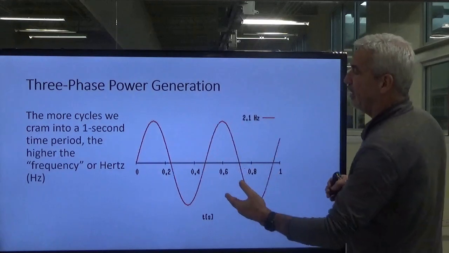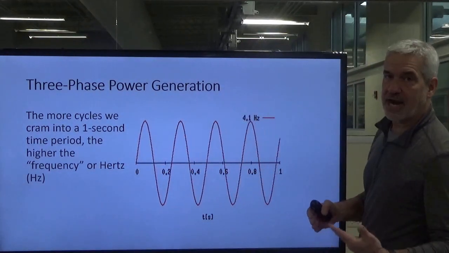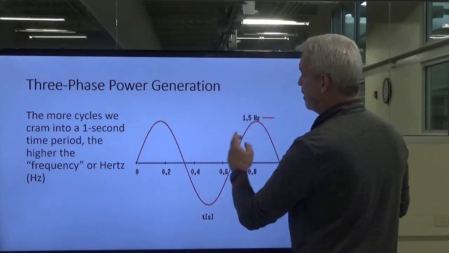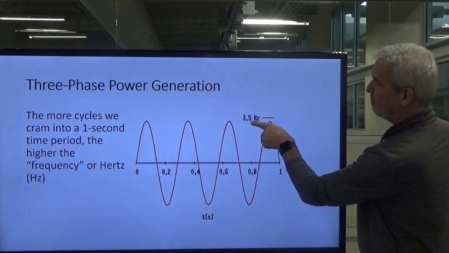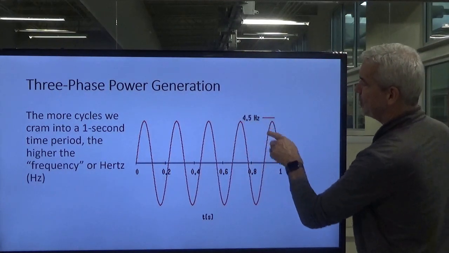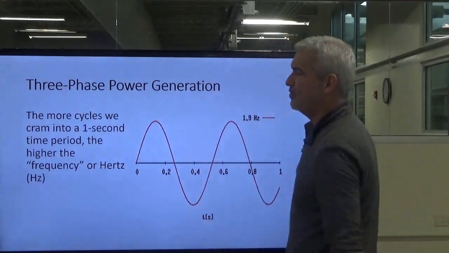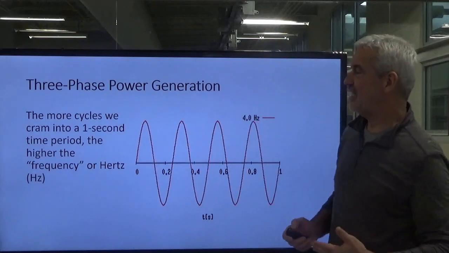Now, the more we cram in there, the higher our frequency. So if we get more and more cycles, these are cycles, we start cramming more and more of these cycles in here, our hertz value goes up. Okay? Now this one doesn't show the full 60, it goes up to about 5 hertz or so. But we cram 60 of those into 1 cycle, in a 1 second period, and we get 60 hertz.